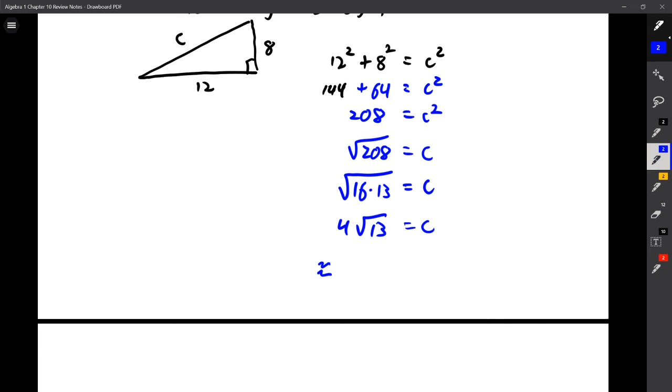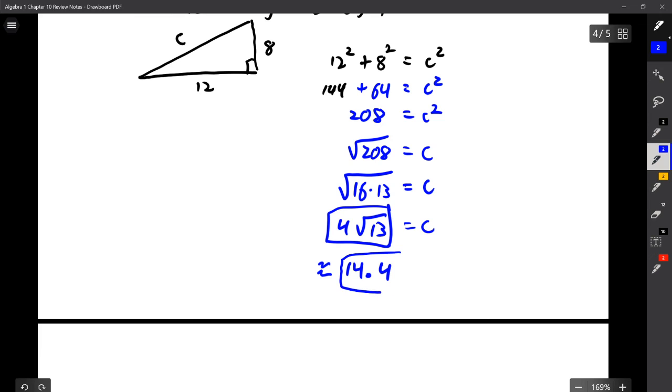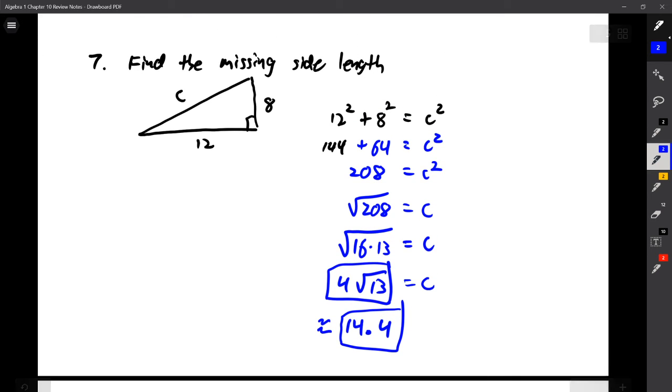That is approximately 14.4. And that's my exact answer. This is my rounded answer. Your hypotenuse always has to be larger than the two legs. So that's always a quick check to be like, does this seem like it's reasonable? Does it seem like if my legs are 8 and 12 that I would get a hypotenuse of something around 14 or 15? Yeah, that seems reasonable.